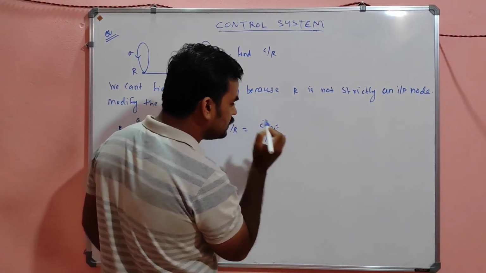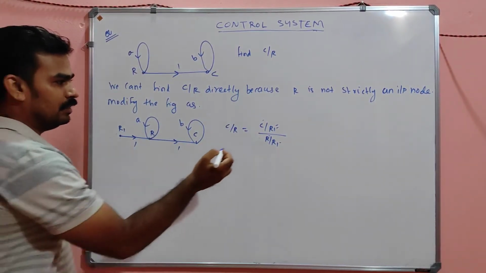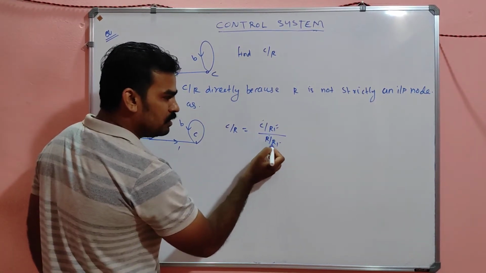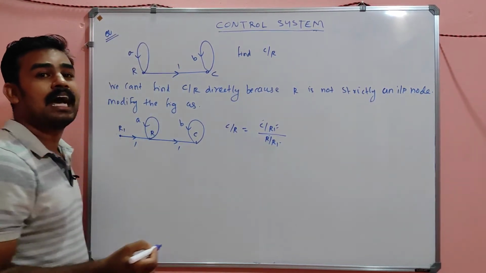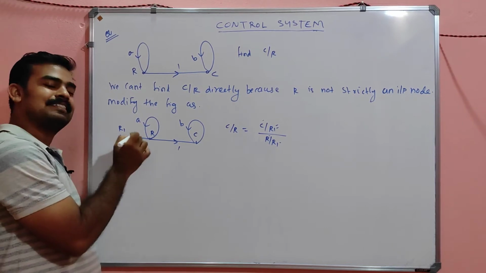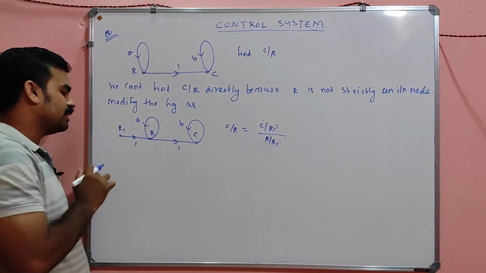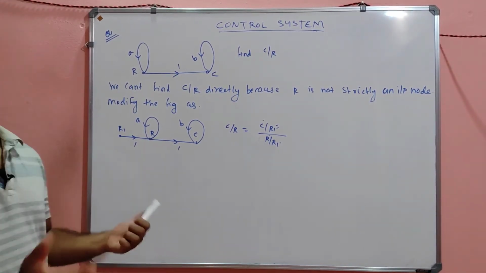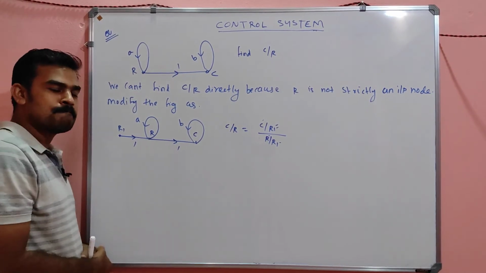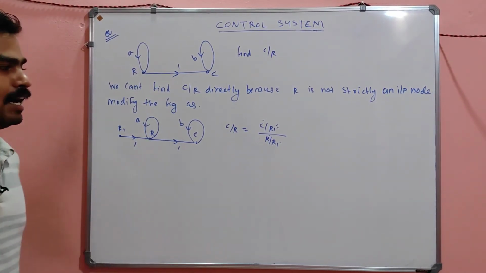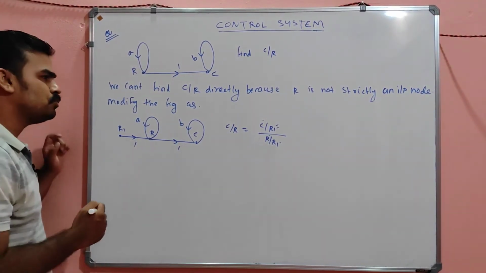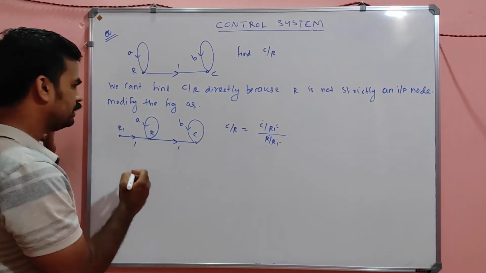Consider the denominator. This is output and this is input. Focus on input only. Input contains only R1, so it is again satisfying the input node condition because it contains only outgoing branches. So no problem there. So find C by R1 and R by R1. That's all. So let's do that, my dears.